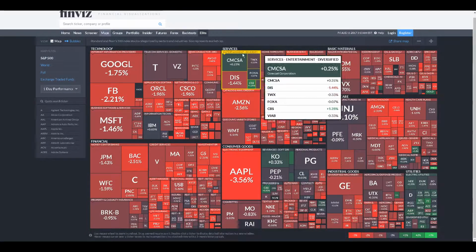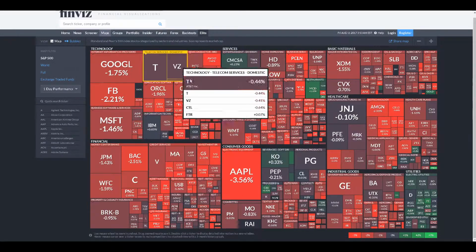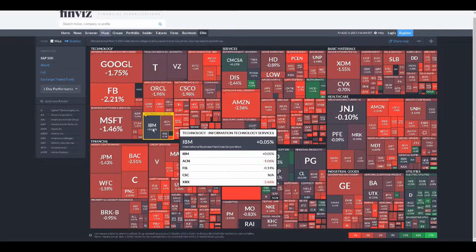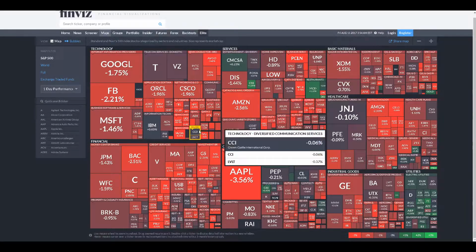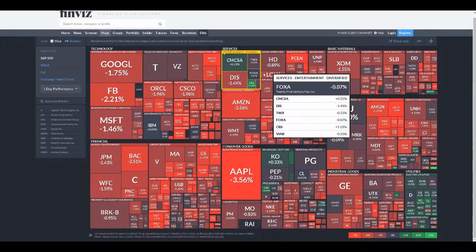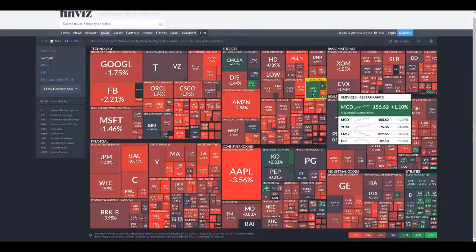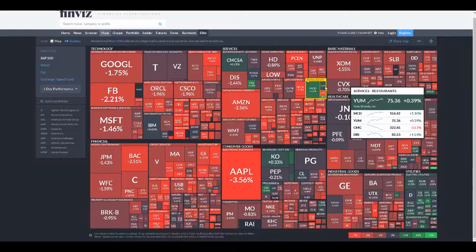Anyways, continuing on, we can see that as far as technology goes, not very much had growth today. Some of them had very little growth, such as IBM and FIS, which is Fidelity. And then as we move into the services, we can see that CBS had a 1.28%, McDonald's in the restaurants, so McDonald's had a nice increase. Yum, I believe that's Taco Bell, they had a nice increase.